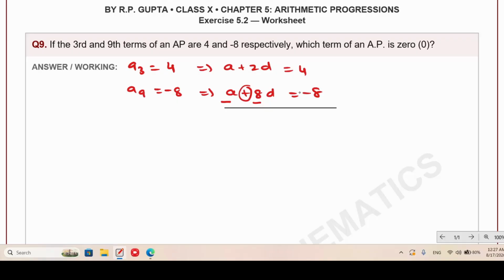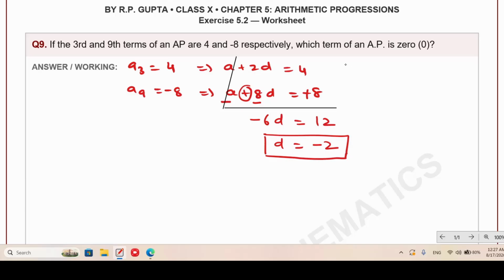So as you know from my introduction class, this one is cancelled. This one is cancelled. Now what will we get? This one, negative 6D is equal to 12. So D equals negative 2. Clear up to here?